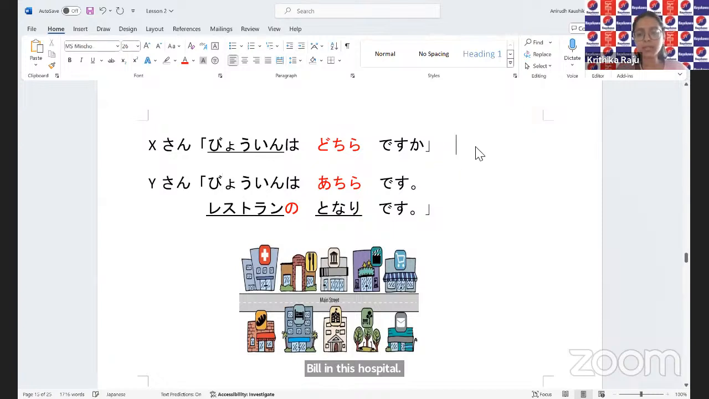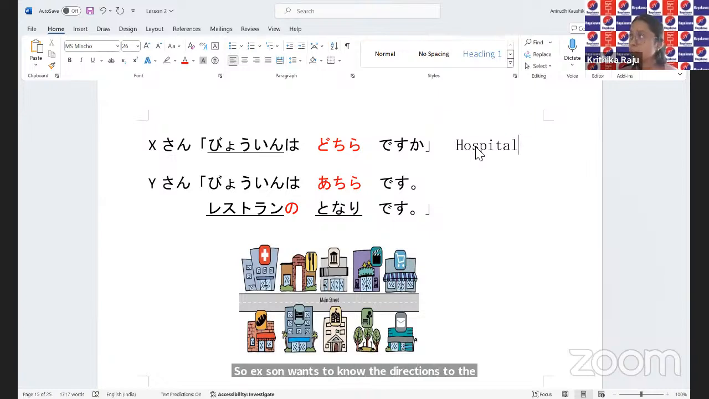Let me just write it here. So X-san wants to know the directions to the hospital. As for the hospital, which way is it? How do you ask that question, everybody? Byoin wa dochira desu ka? Byoin wa dochira desu ka?